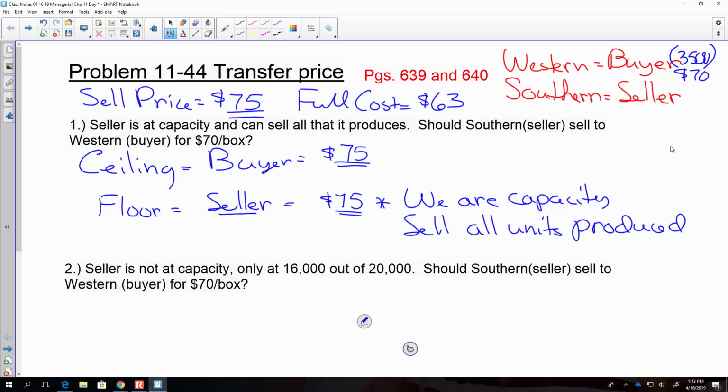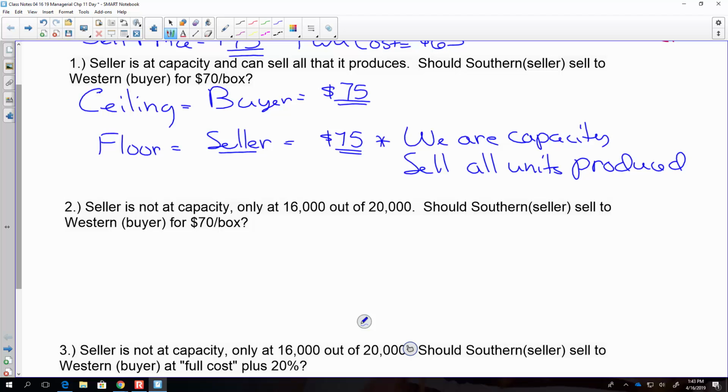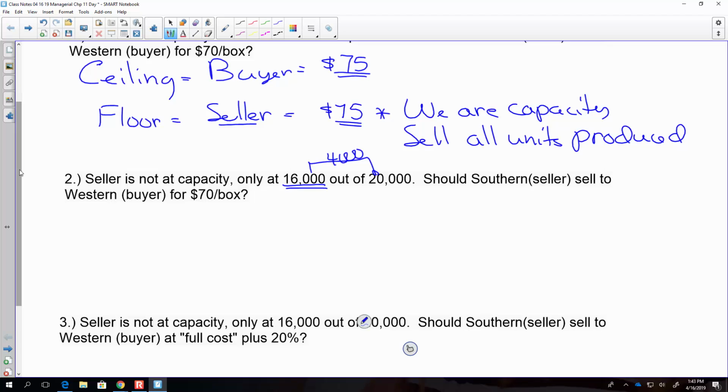The question changes then in number 2, where now they're not at capacity. They're currently only making 16,000 units. We've got room to make 4,000 more units, of which we only really need 3,500 from the buyer. So now the scenario changes. We're still going to have a ceiling and floor scenario, and they both change. So the buyer and the seller set the ceiling and the floor.